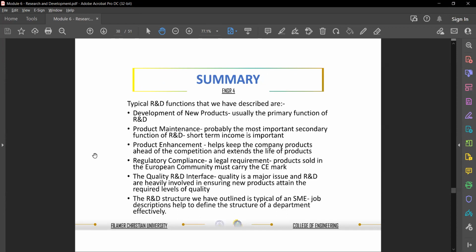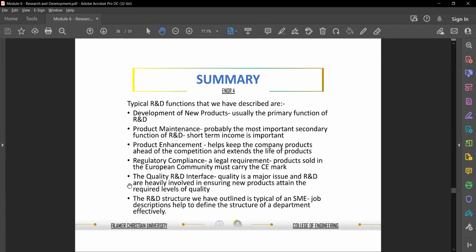So in summary, typical R&D functions that we have described are ito. So the development of new products, usually the primary function of R&D. Then the product maintenance, probably the most important secondary function of R&D. So short-term income is important. And product enhancement. So this helps keep the company's products ahead of the competition and extends the life of products. Then the regulatory compliance. So it's a legal requirement. So products sold in the European community must carry the CE mark.